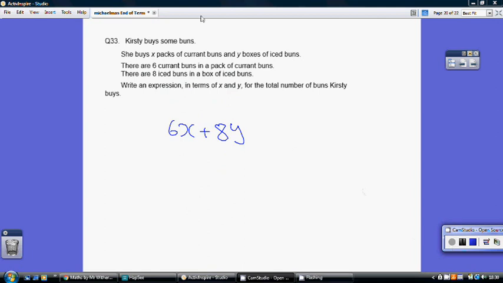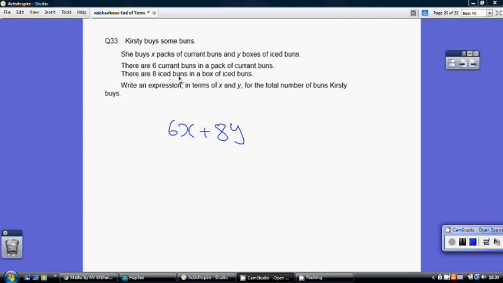Question 33. So we've got 6 currant buns in a pack of currant buns. So if we had, say, 10 packs, that would be 60 buns. If we had 5 packs, that would be 30 buns. So what are we doing every time I tell you the number of packs? We're just multiplying it by 6. So if I tell you we've got x packs, then multiplying that by 6, that is 6x lots of buns.